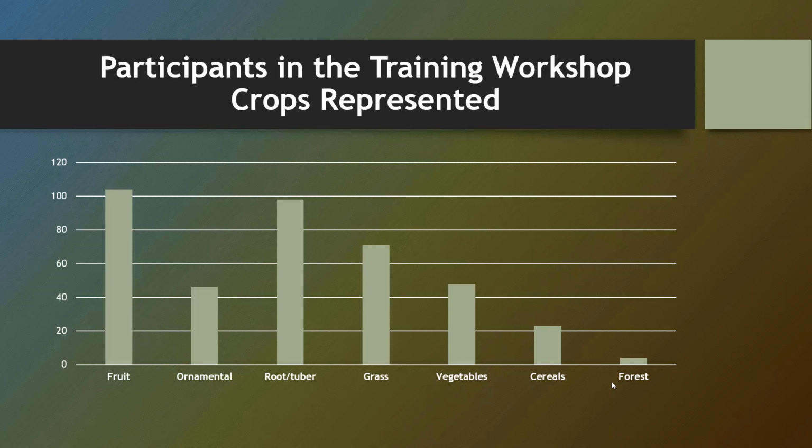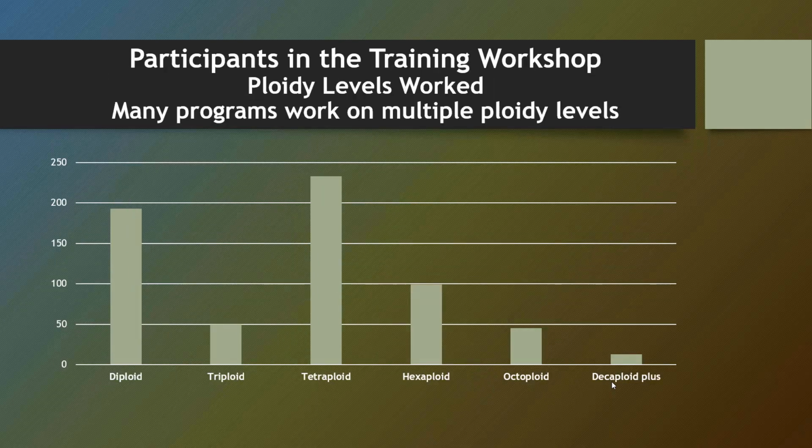And then you have grass. Initially, I was thinking of turf grass, but we have forage grass breeders, and I included sugarcane in this as well. Vegetables, mainly legume crops, various cereals, and a couple forest tree species. So we have quite a wide representation with many different families and plant types.